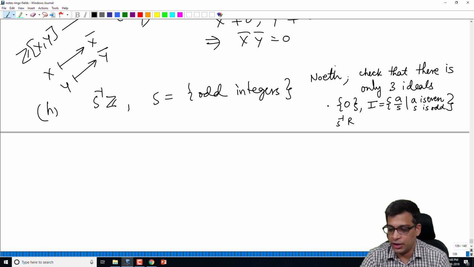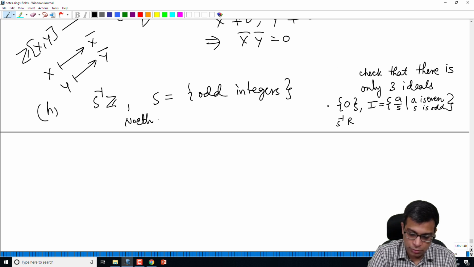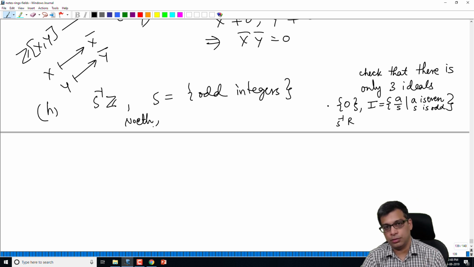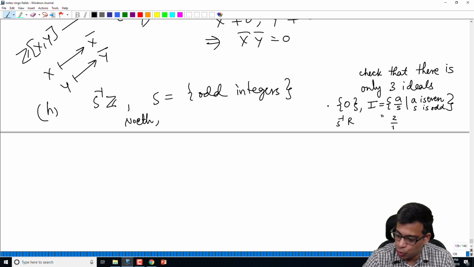So now Noetherianness can be checked, because one equivalent condition for Noetherianness is that every ideal is finitely generated. Here of course there are only 3 ideals and they are all finitely generated. I can be written as the ideal generated by 2 by 1. 2 by 1 generates it. So one can check this. This is an exercise for you.